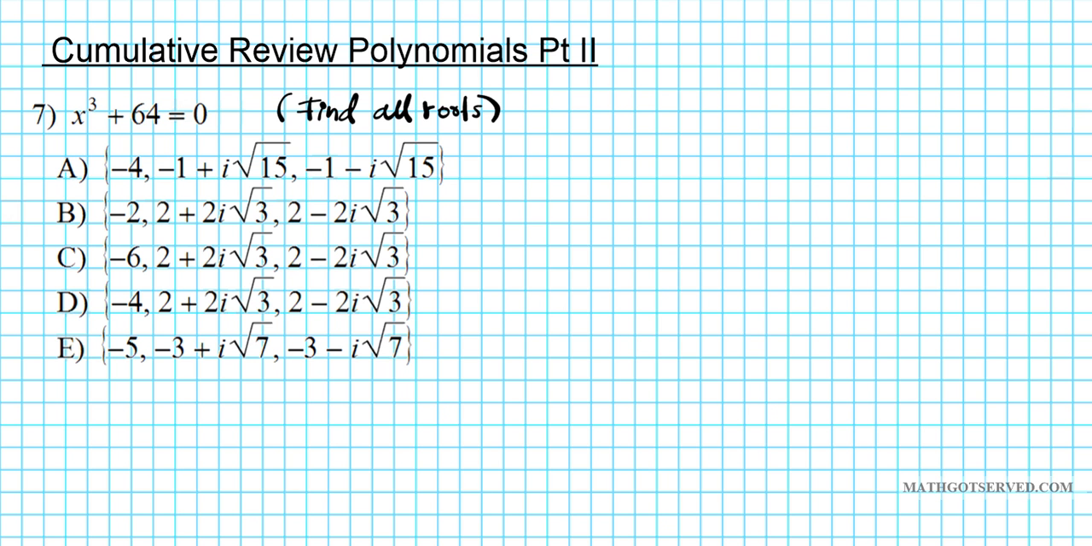Let's take a look at problem 7. It says to find all the roots of the cubic equation, x to the 3rd plus 64 equals 0. Now, x to the 3rd is a cube, but is 64 a cube? Well, let's check. We know 2 to the 3rd is 8. 3 to the 3rd is what? 27. 4 to the 3rd is 16 times 4, which is 64. So this is also a cube.